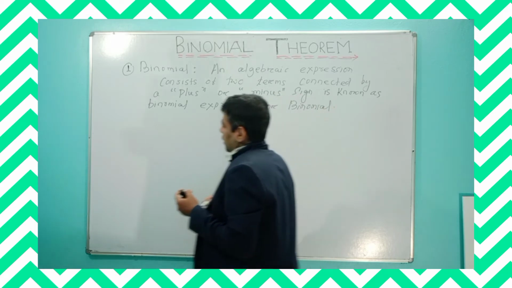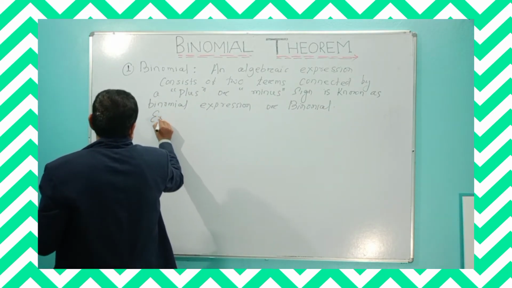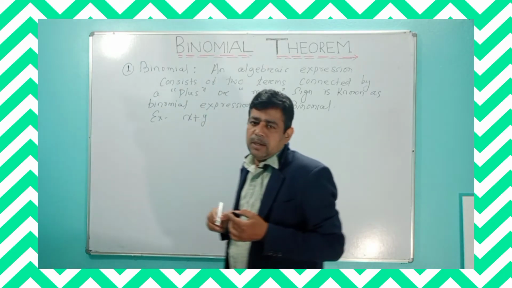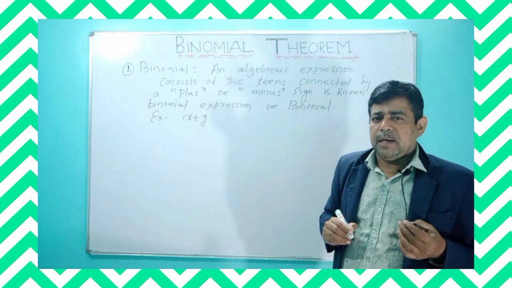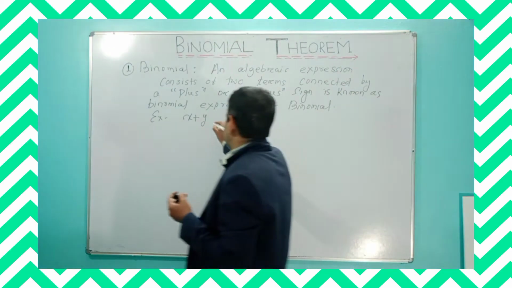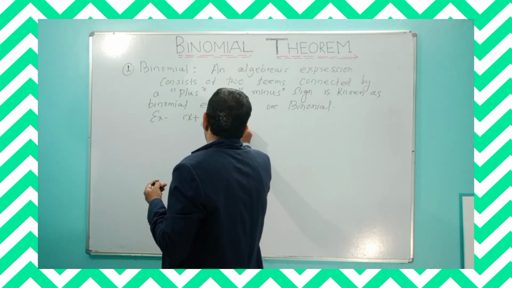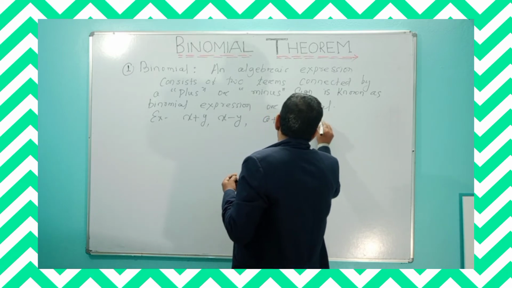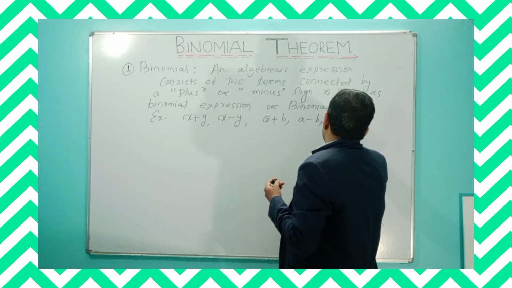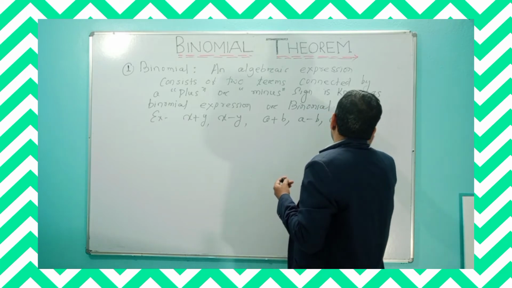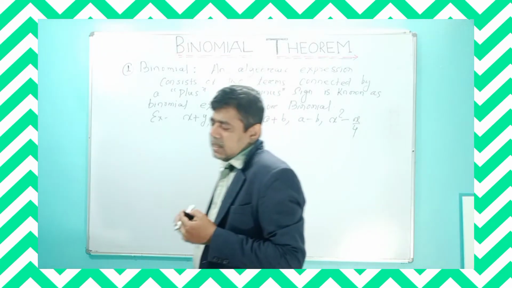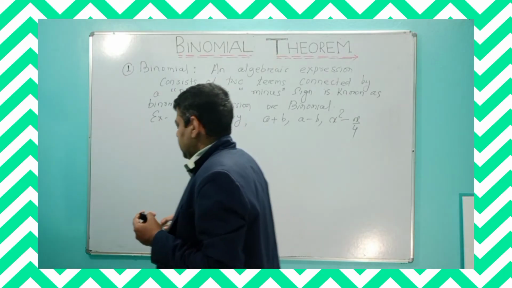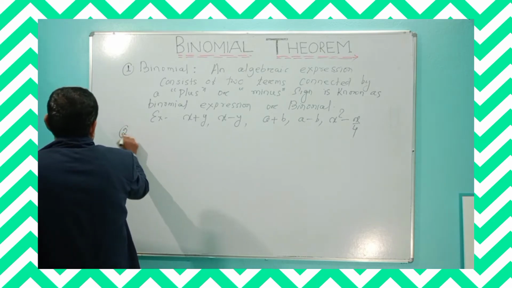Okay, and for example, we can say x plus y is an example of a binomial because this algebraic expression has two terms connected by a plus sign. Similarly, we can write x minus y, or a plus b, or a minus b, or x square minus x by 4, etc. These are examples of binomials, all of you know, right? Okay, understand? Here I am discussing the binomial theorem.